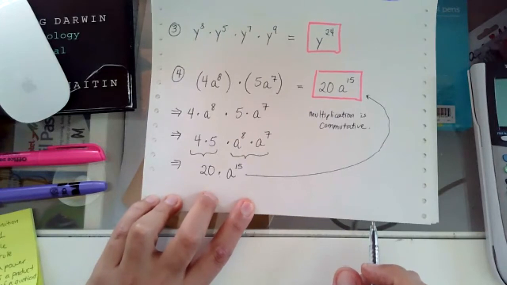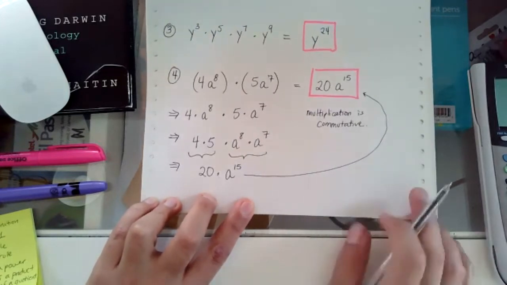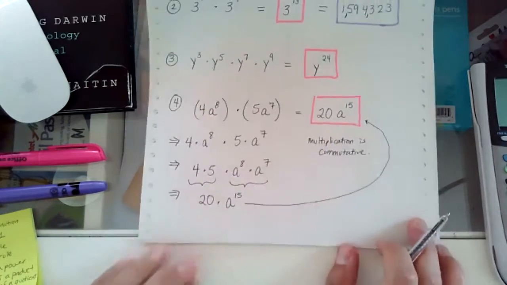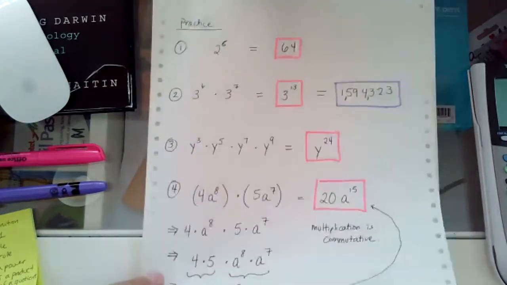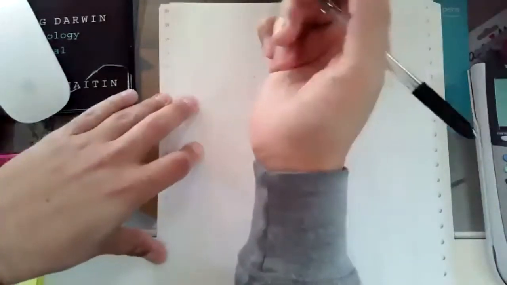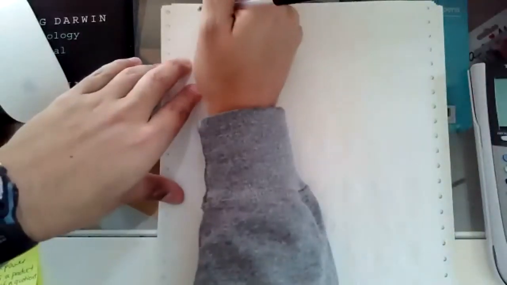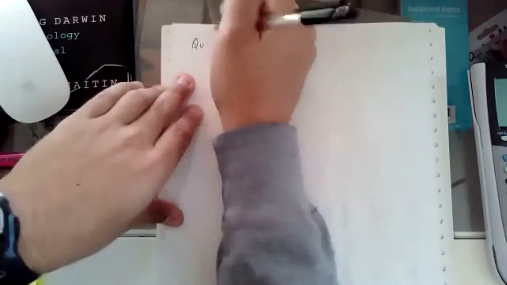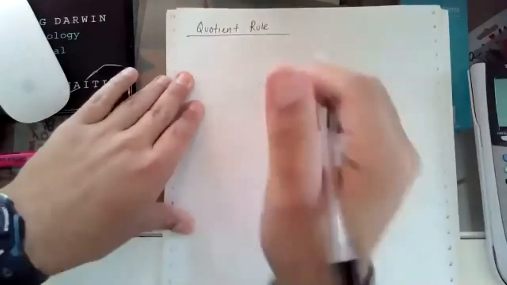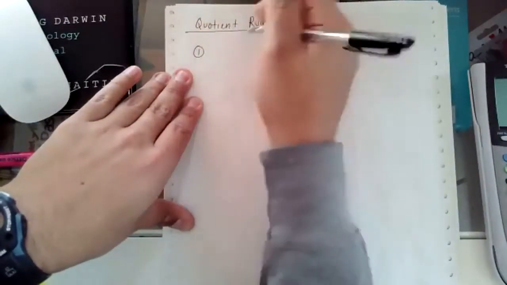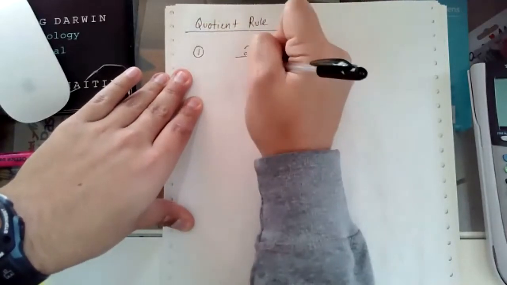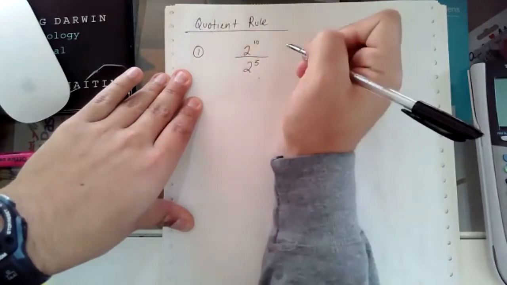Does that make sense? Or is it still a little bit confusing? It didn't seem like it was confusing, but if anybody was confused, hopefully that's been cleared up. Okay. Well, sometimes we have to divide numbers that have the same base but different exponents. So we have this other rule called the quotient rule for exponents. And so let's think about this. Can anybody tell me what 2 to the 10th divided by 2 to the 5th is?